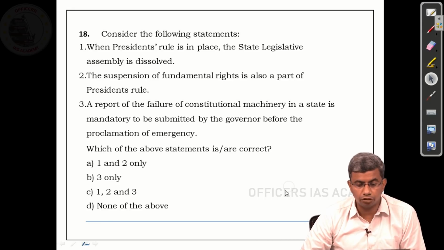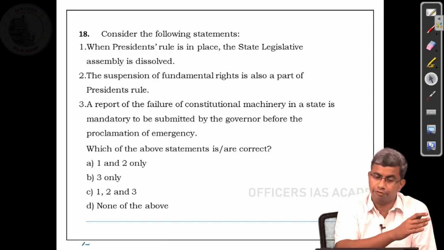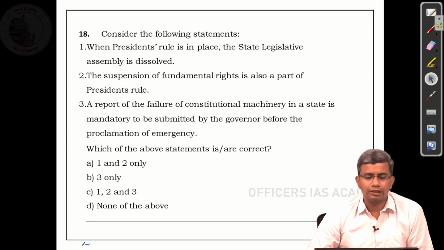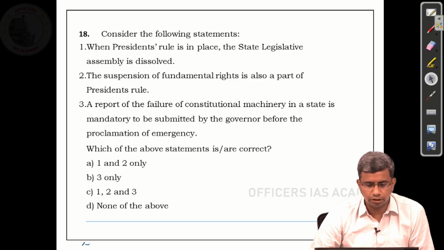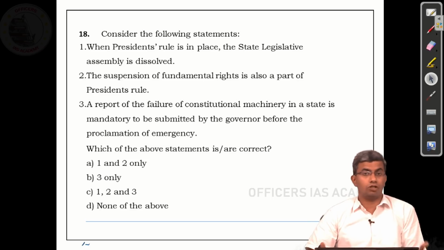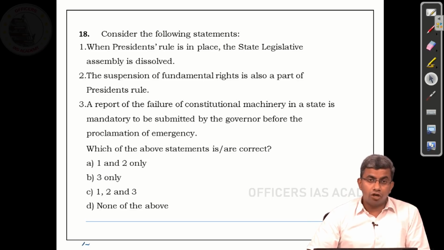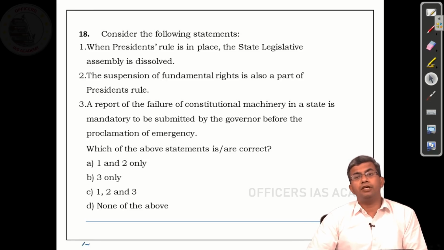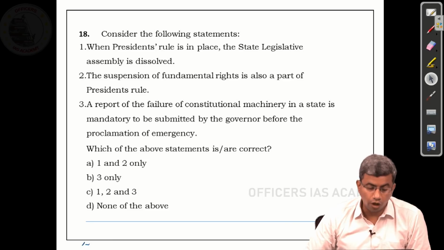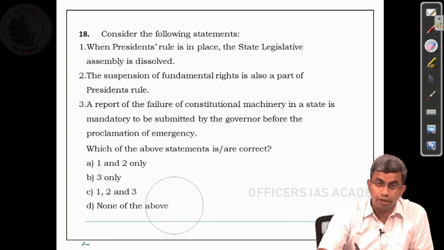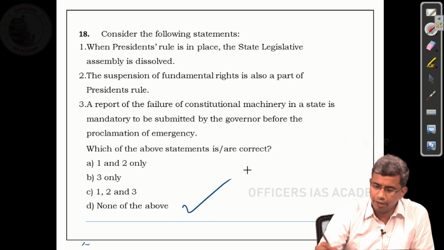Consider the following statements. When President's rule is in place, the state legislative assembly is dissolved. We just saw in the previous question, not a necessary condition. The suspension of fundamental rights is also a part of President's rule. No, there is no suspension of fundamental rights in Article 356 President's proclamation. A report of the failure of constitutional machinery in a state is mandatory to be submitted by the governor. That is also not the case, because Article 356 says when based on a report from the governor or otherwise the President is satisfied that the affairs of the state cannot be carried on in accordance with the provisions of the Constitution, he may proclaim that he is taking over the executive function. So all the three statements are wrong. So the correct answer is D, none of the above. Right?